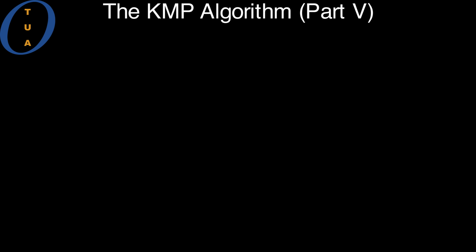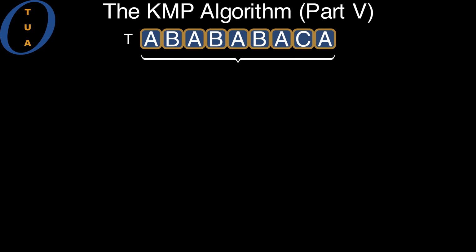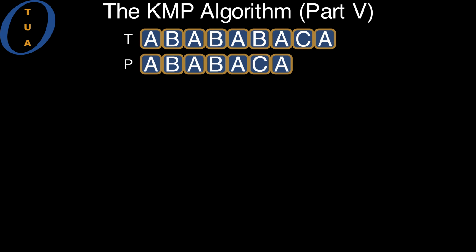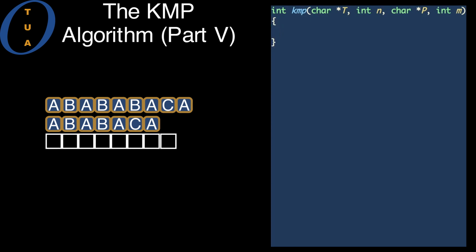The entry point into our algorithm is a C function, called KMP, which takes as input the text, called T, its length, called N, the pattern, called P, and its length, called M. We first allocate enough memory on the stack for the failure function. We call the C function that precomputes the failure function.